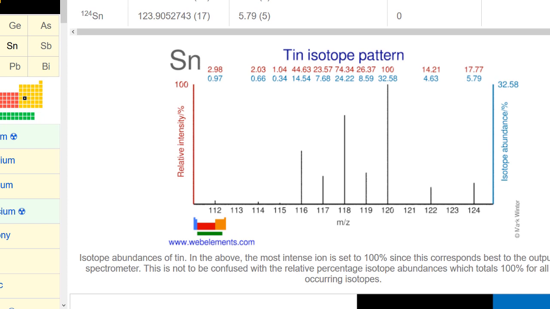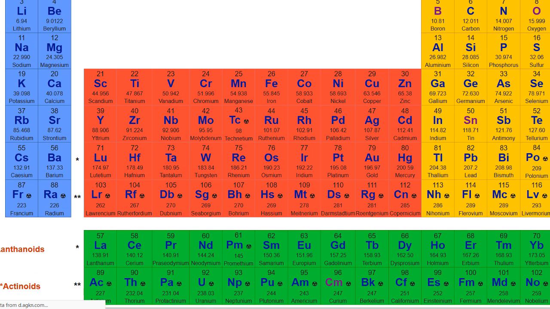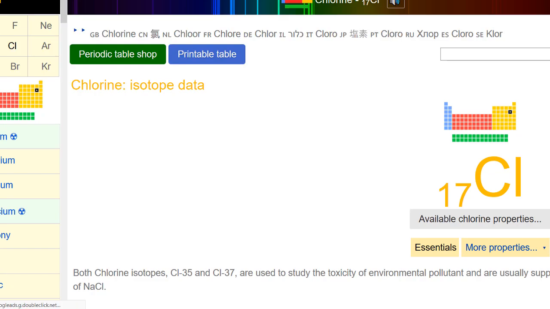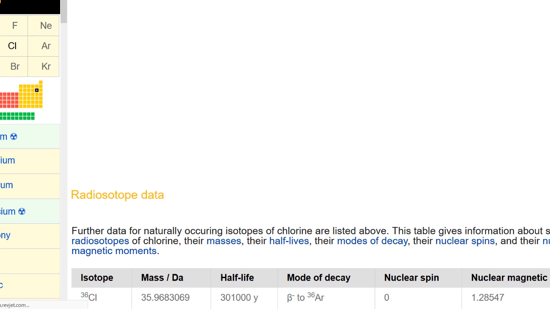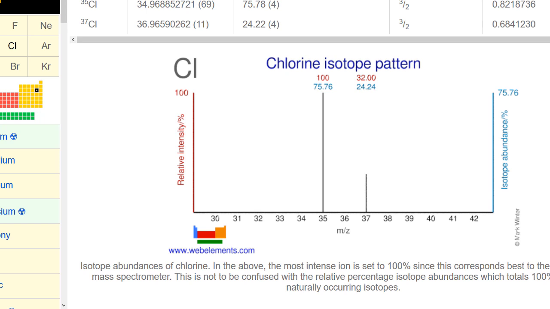Here's what the pattern looks like for tin. On this graph, it looks like the most abundant of those isotopes is tin 120. So then what is done is that the heights of all the rest of them are measured relative to the tallest one, and the net result is these blue numbers down below, which are the percent of their relative abundance. So if we look at chlorine, coming back to it, we should expect to find two peaks here. And there we go. We have their heights relative to each other, about 75.76 to 24.24.